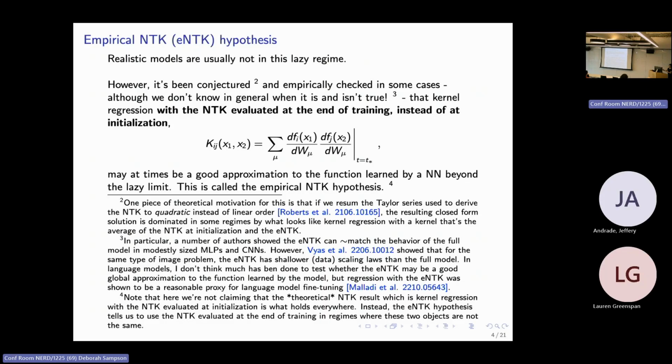In language models, people haven't done much to test this global hypothesis, but they have shown that if you do regression with the ENTK as a proxy for fine tuning, it's a pretty close proxy on a bunch of realistic tasks. So we don't know if this ambitious hypothesis is true, but the empirical NTK does seem like a potentially interesting object, whether or not you buy the full hypothesis.